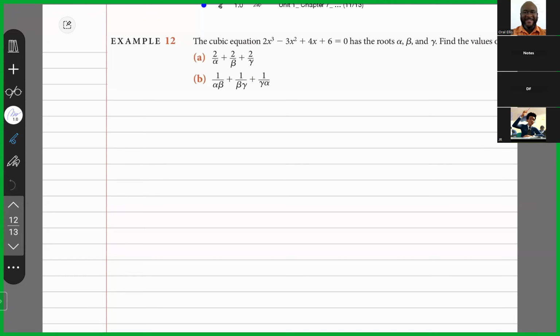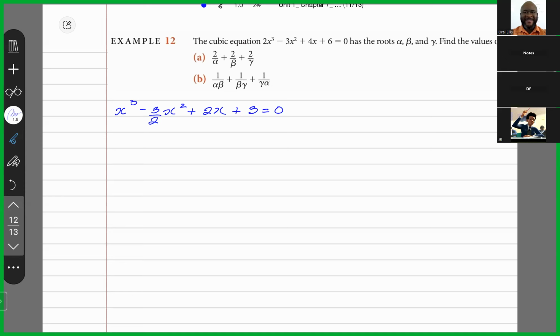Now, as we have seen in almost every one of these questions, finding the sum of the roots, the sum of the product of the roots two at a time, and the product of the roots is always helpful. So we'll start there. The first thing I'm going to do is divide the entire equation by 2 to get x cubed minus 3 over 2 x squared plus 4 over 2 x, which is 2x, plus 6 over 2, which is 3, is equal to 0.